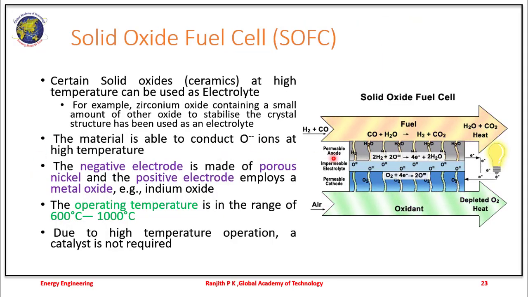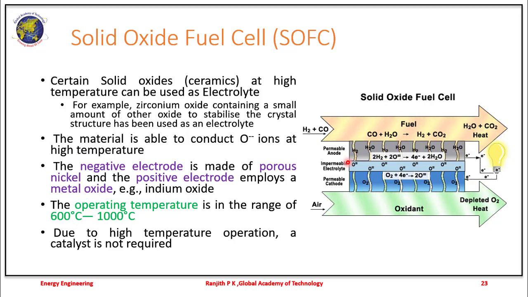The next type of fuel cell is a solid oxide fuel cell. Here certain solid oxides, usually ceramics, at high temperature can be used as an electrolyte. For example, some applications use zirconium oxide, and the material is able to conduct the oxygen ions at a very high temperature. The negative electrode is made of porous nickel and the positive electrode employs a metal oxide.